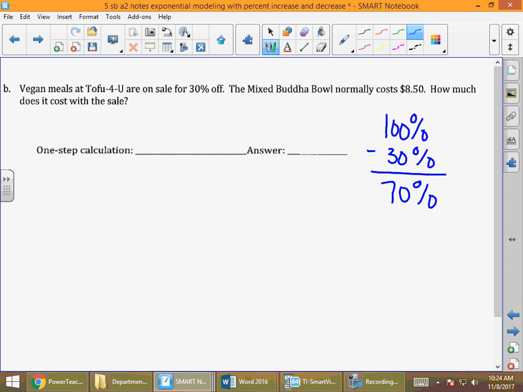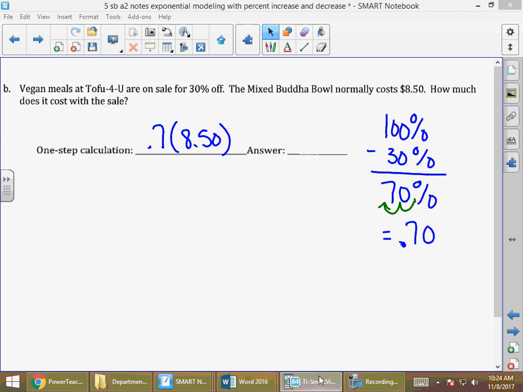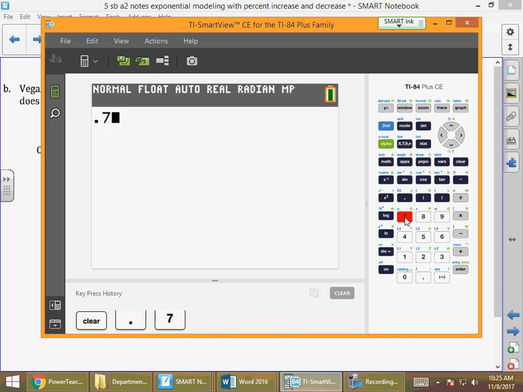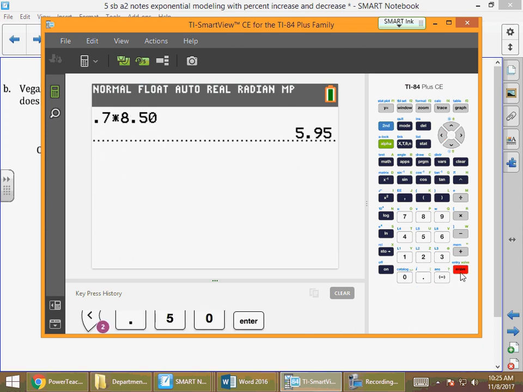Let's convert 70% to a decimal. So we're going to move our decimal two spaces to the left. And that gives us 0.7 or 0.70, whichever works for you. And then we want to figure out, well, 0.7 times 8.50, there's our one-step calculation, and then here comes our answer. 0.7 times 8.50 gives us $5.95.